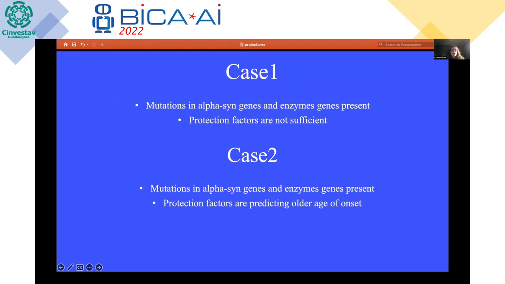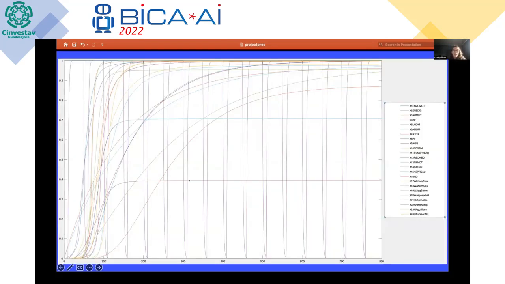Now moving on to the second case. The scenario is that mutations for alpha-synuclein genes and enzyme genes are still present, but protection factors are predicting an older age of onset. You can see the simulation here. The lines for the spreading are the same, but neurodegeneration, the last orange line, is growing slower. It means that neurodegeneration still exists in brain, but it predicts an older age of onset. But it's hard to tell how much older, because patients gaining Parkinson's disease are already old. So it is hard to tell the difference, whether it was because of protection factors or risk factors going up or down, or compared to the previous case with fewer protection factors, or whether it was just a person for whom it was already too bad or too good. So it's hard to tell how much older an onset we can talk about with this slowly growing neurodegeneration.